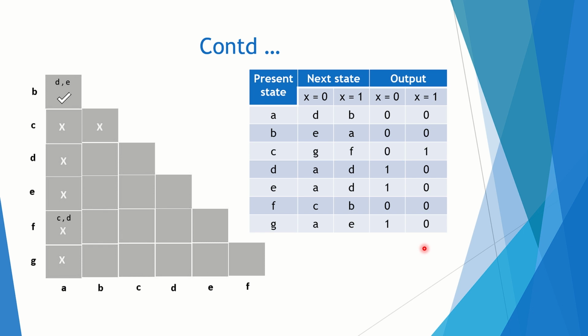BC not equal. BD not equal. BE again not equal. BG again not equal. CD, you can see here they are not equal. That's why A and F are not equal. C and D are not equal. C and E, again not equal. C and F, not equal.